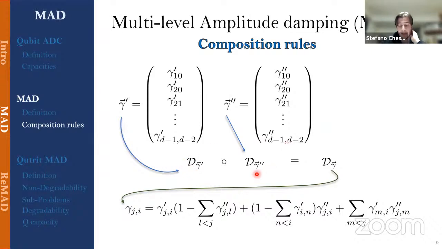The first reason is because we'll use this closure under composition to exploit data processing inequalities for the quantum capacity. And the second reason is that for resonant multi-level amplitude damping channels, this fact will not hold in general. So just keep this in mind.